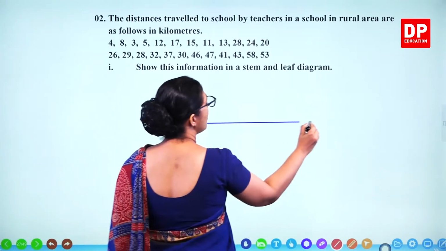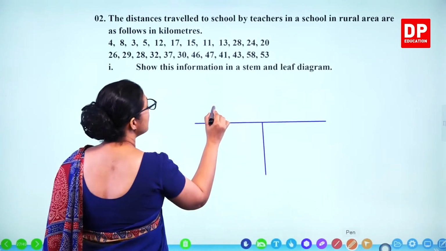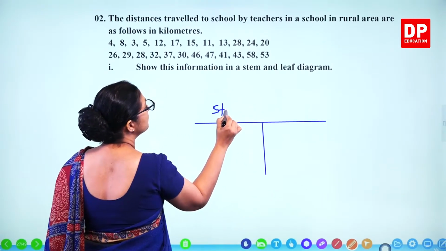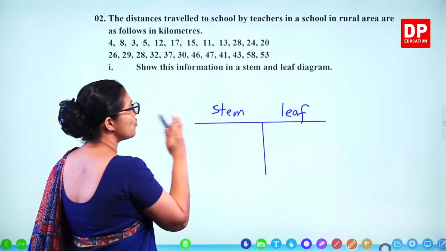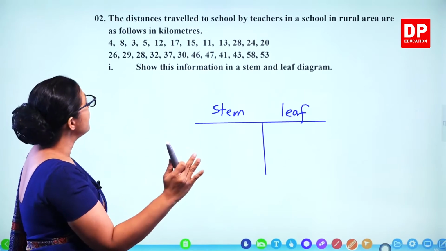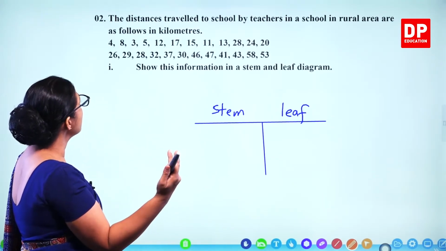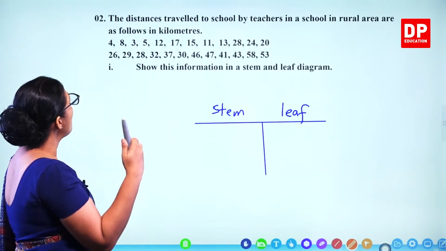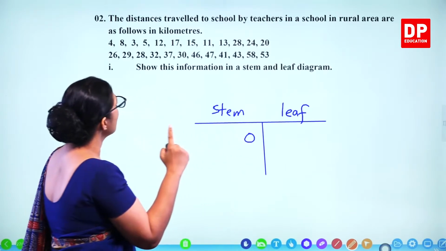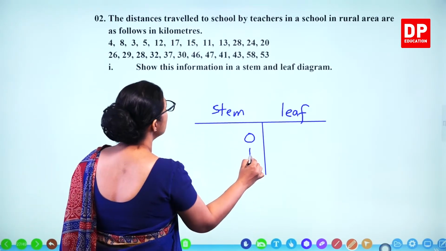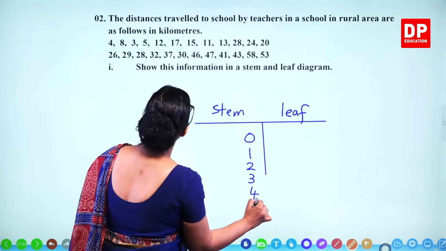You can first draw a letter T. And then this is the stem, this is the leaf. The first digit you write on the left side and the second digit, the units digit, on the right side. So 4, 8, 3, 5 means the stem is 0, and then you get 1, 2, 3, 4, 5.